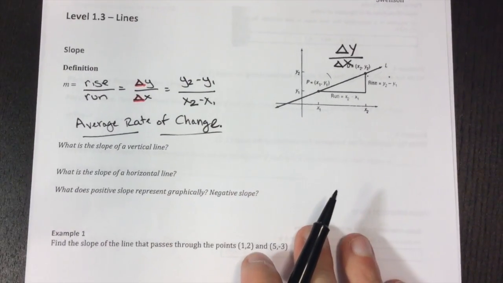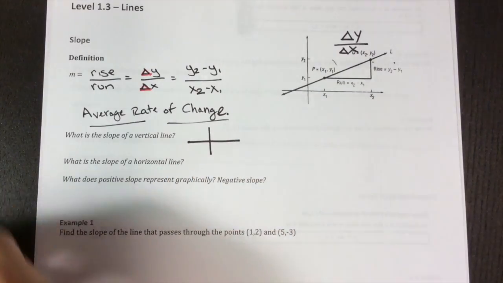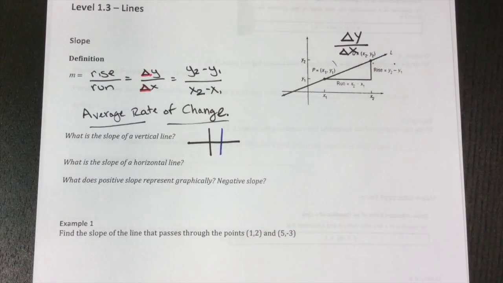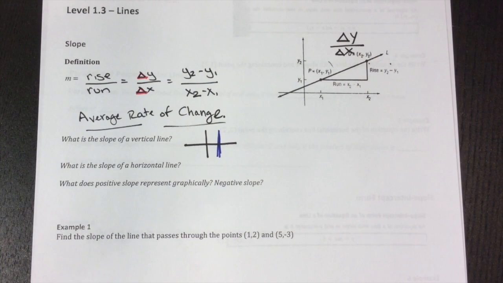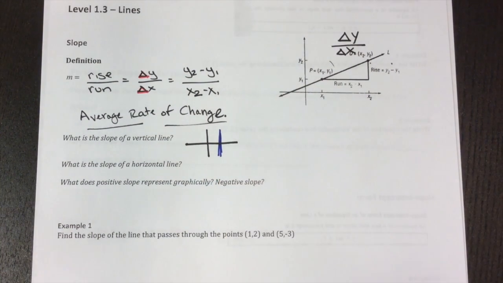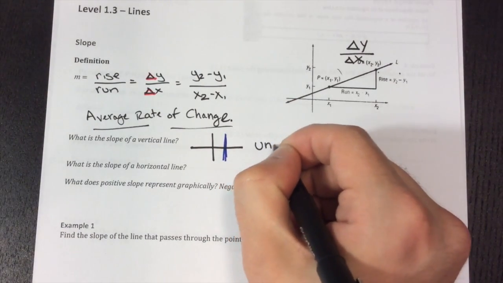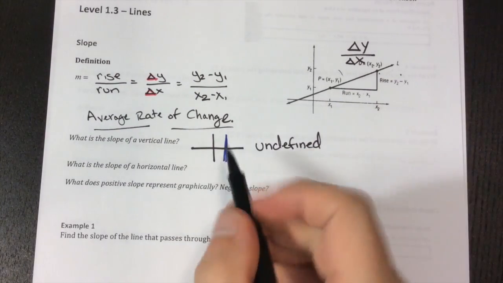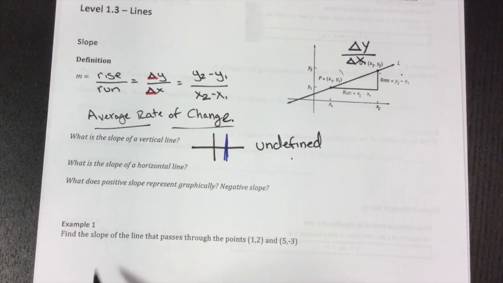So a couple quick questions. What's the slope of a vertical line? Well, let's just draw that picture quickly. Let's do a different color. If we look at a vertical line, which I did a great job of drawing, well, the change in y is some number, but the change in x is 0. So just like trying to walk up a wall, we say the slope of a vertical line is undefined.